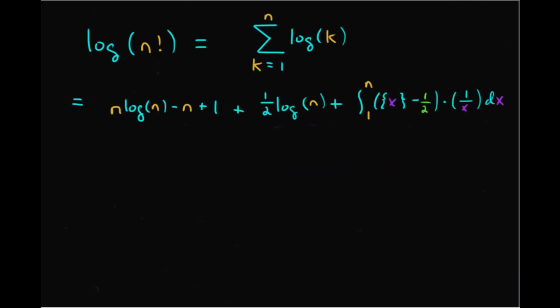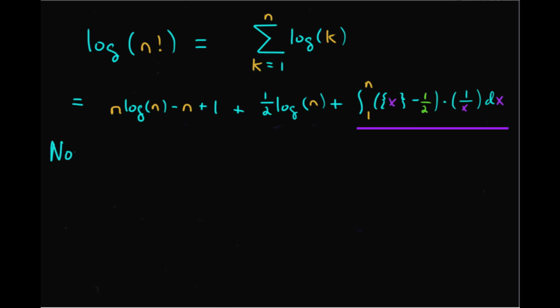And so now the last piece of this equation that we need to consider is this funny looking integral over here, the integral from 1 to n of the fractional part of x minus 1/2, again that's the first periodic Bernoulli polynomial, times the derivative of log of x, which is 1 over x, dx.